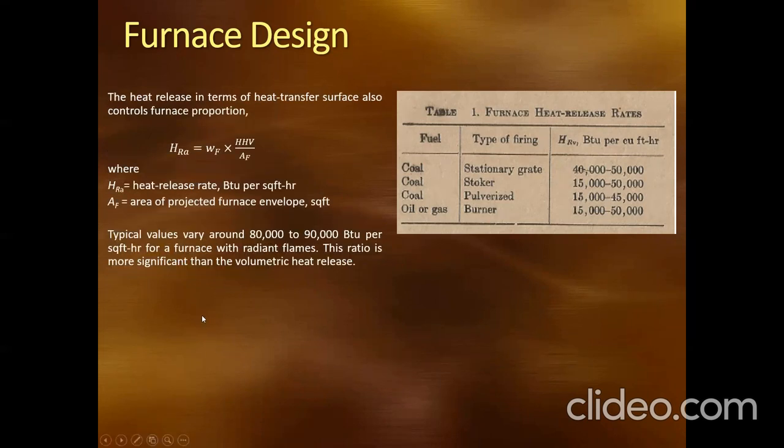So the heat release rate, the heat release in terms of heat transfer surface, also controls furnace proportion. So the dimension: HRA is equal to WF times HSB over AF, where HRA is the heat release rate, BTU per hour square feet, and AF is the area of the projected furnace envelope, square feet. Typical values vary around 80,000 to 90,000 BTU per square foot for a furnace with radiant frames. This ratio is more significant than the volumetric heat release.